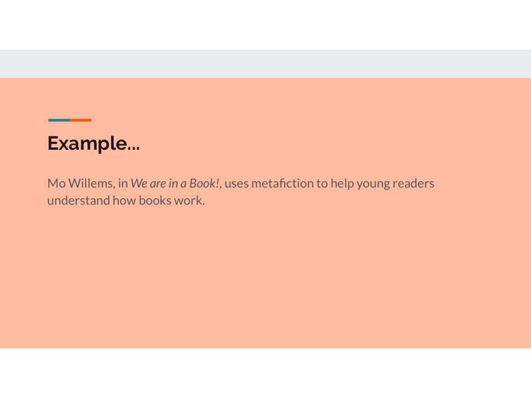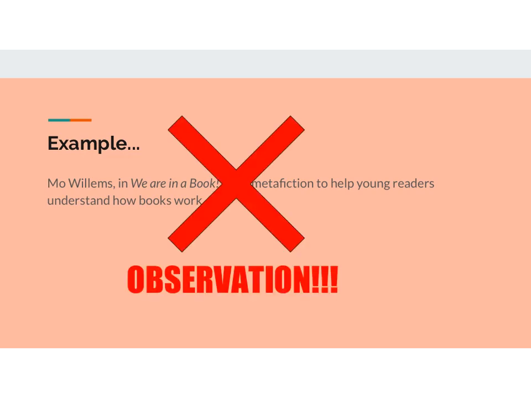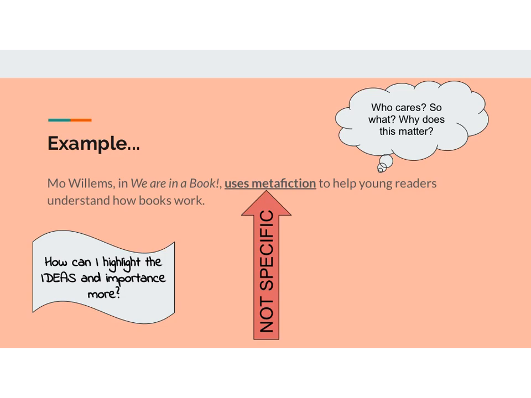Mo Willems in We're in a Book uses metafiction to help young readers understand how books work. That's a problem because it's just patently true. That is what that particular thing does. Yes, he's using metafiction, but how does the metafiction do that? What about the metafiction does that? Why is it important? How is this his purpose? And why would that purpose be important?